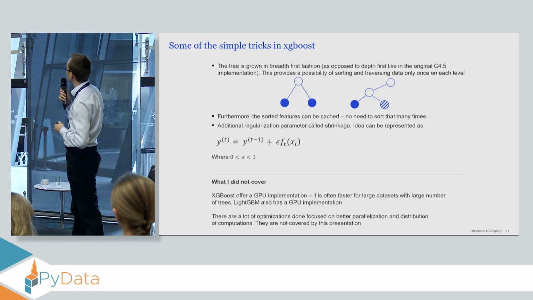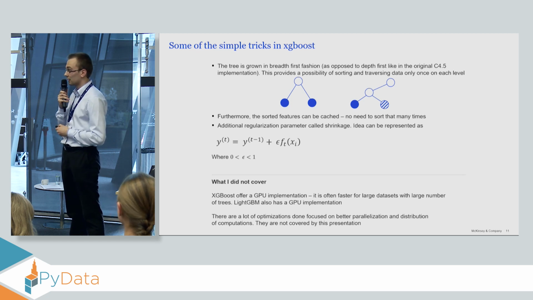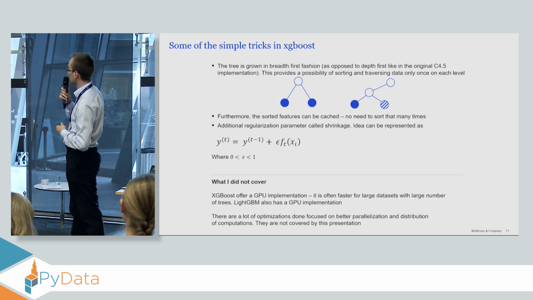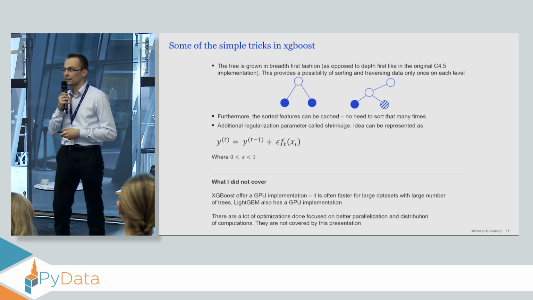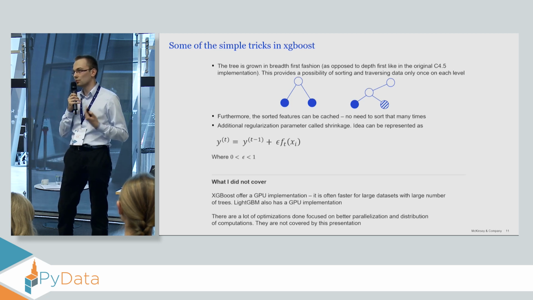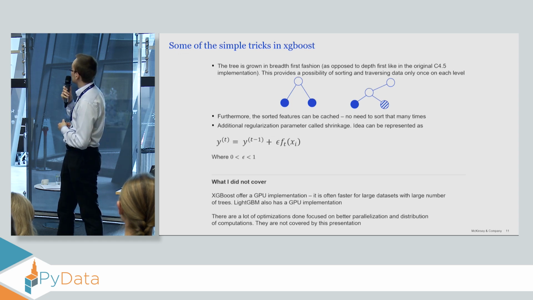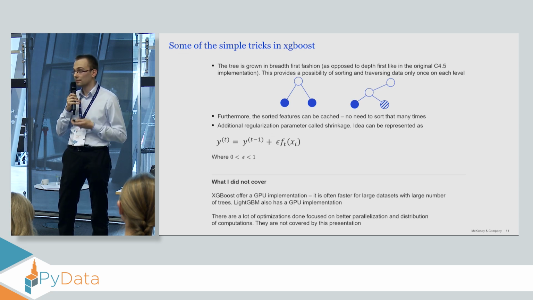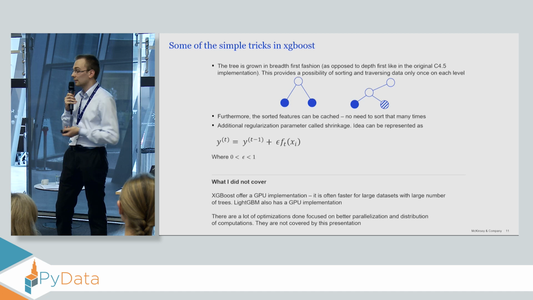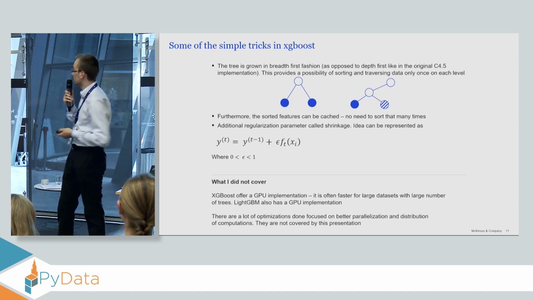An additional thing that is implemented in XGBoost is the shrinkage regularization. This is actually something that is, I would say, borrowed from gradient descent. When you do gradient descent, you want to go very slowly to your minimum. So if you put this shrinkage parameter in your XGBoost, it will follow the idea from gradient descent. And this prevents overfitting, obviously.